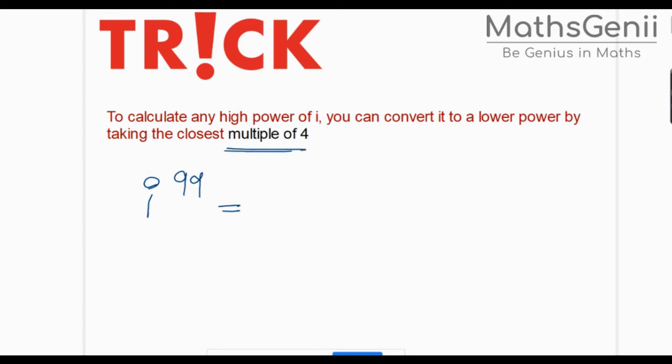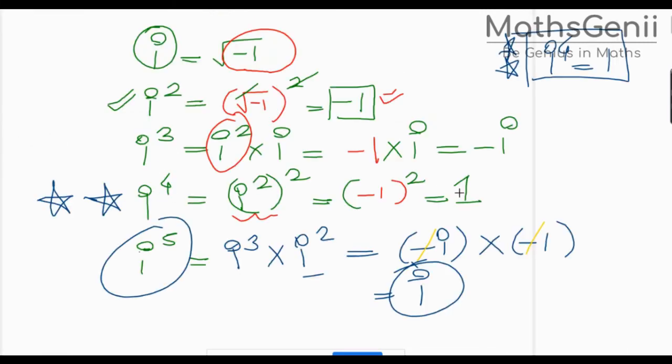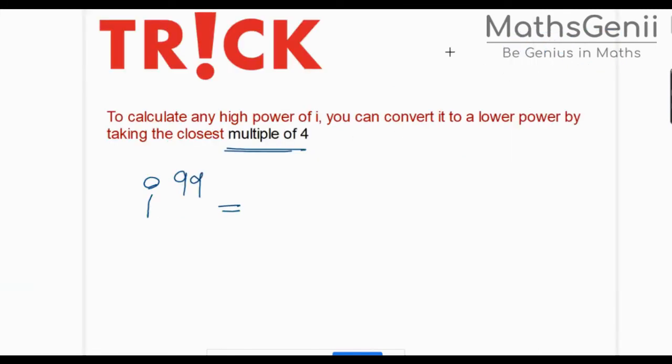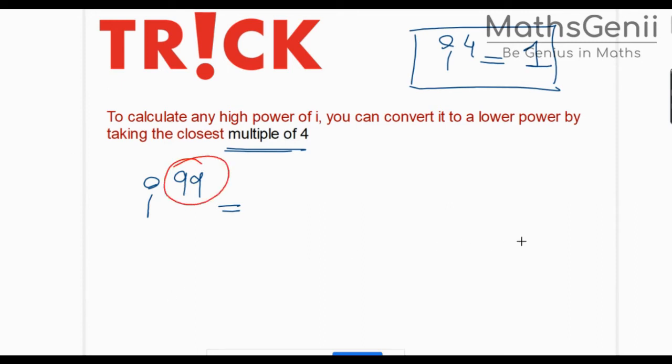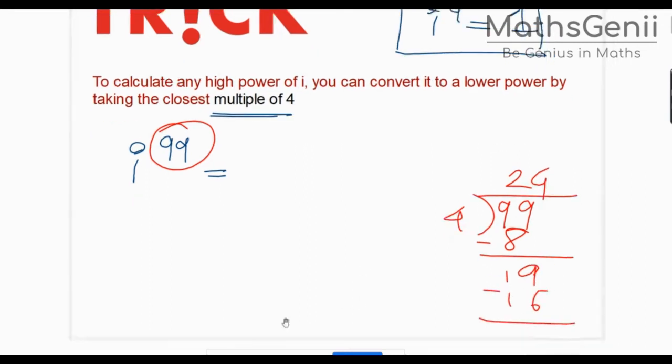Divide it by 4 first. Now why am I telling you to divide by 4? Remember, i4 value is 1. Okay, i4 value is 1. So to bring that 1, the pure 1, I am doing division by 4. So whatever number is there, for example, here you have 99. I'll divide it by 4. Okay? 4 2s are 8. 1 carry 19. 4 4s are 16. Okay? 3.